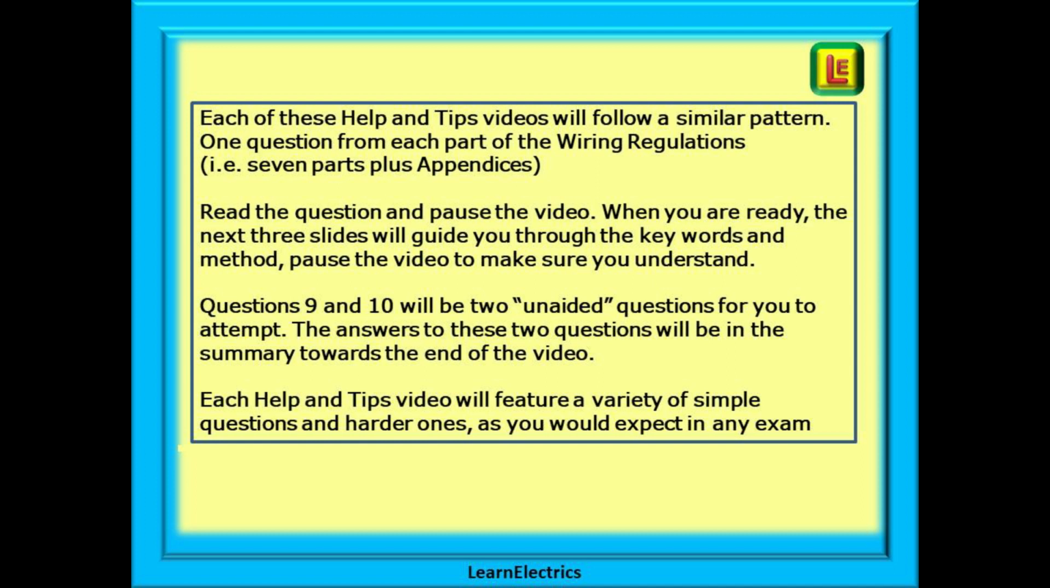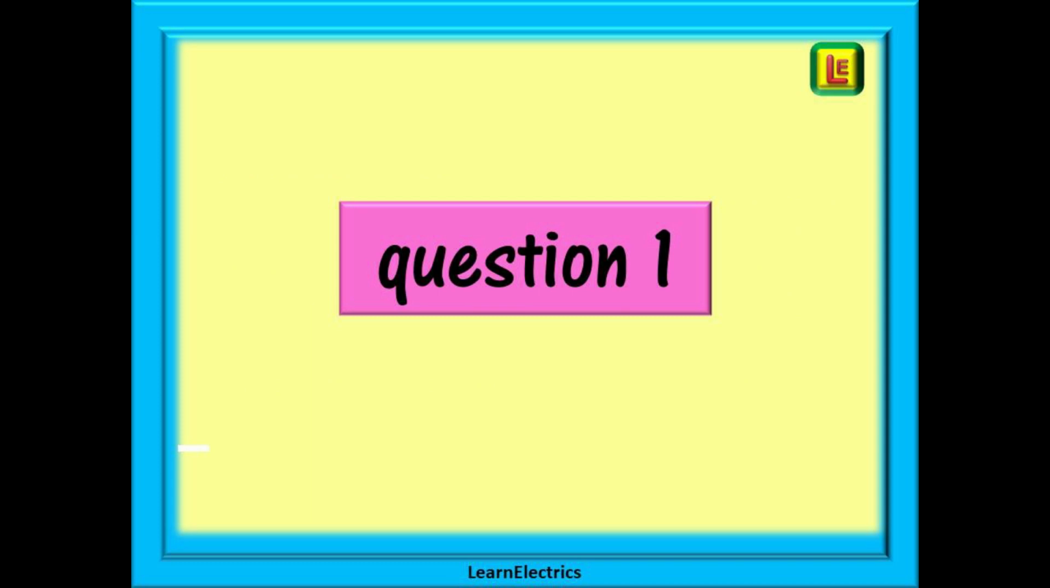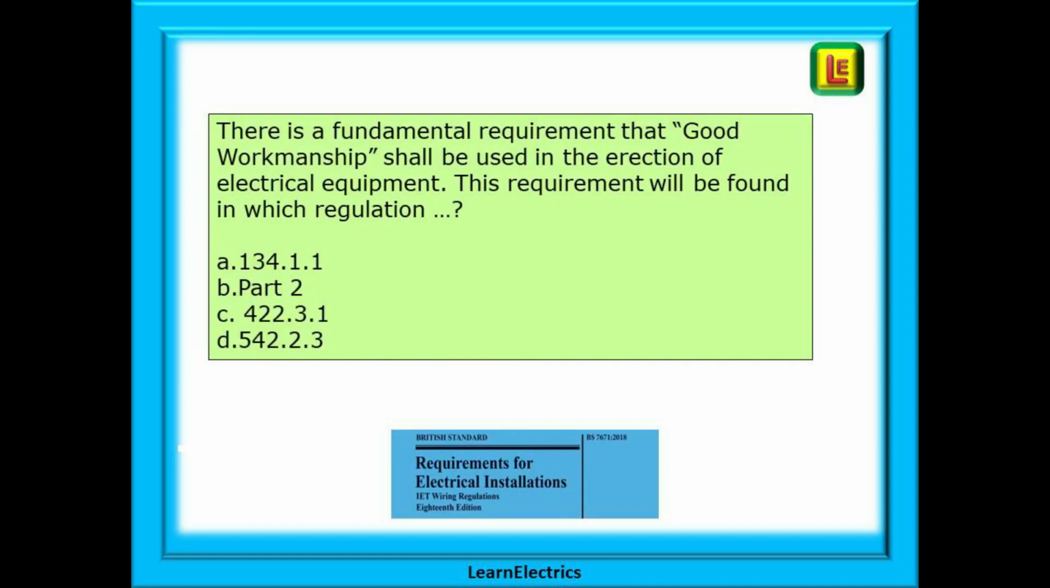Each help and tips video will feature a variety of simple practice questions and harder ones, as you would expect in any exam. Let's begin, and to make it easy, this question is from part 1 of the Wiring Regulations book. The first question asks, there is a fundamental requirement that good workmanship shall be used in the erection of electrical equipment. This requirement will be found in which regulation? And shown are the 4 possible answers A, B, C or D.